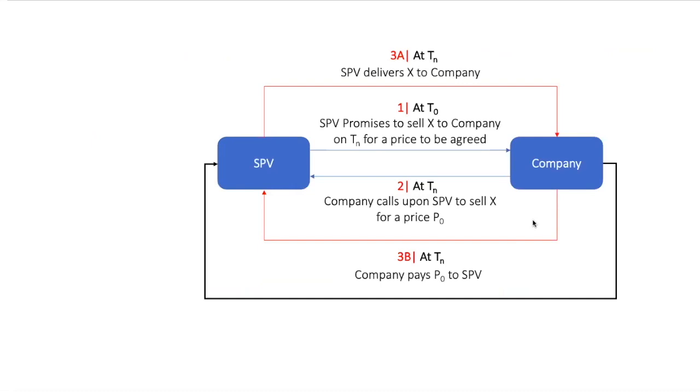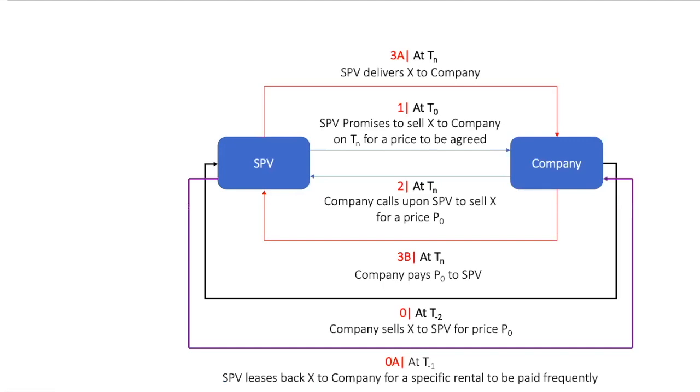This SPV, if we go back in time, the promissory arrangement starts at T naught. So at T naught, SPV promises to sell X to company on a future date TN for a price. Before that, company sells X to SPV for a price P naught. So before that promise has been given, the company has actually sold this asset X to the SPV for a price. After this, SPV has leased back X to company for a specific rental to be paid frequently. So the first step was the company selling this asset X to SPV. Second step was the SPV then leasing this asset back to the company. So this has already happened.